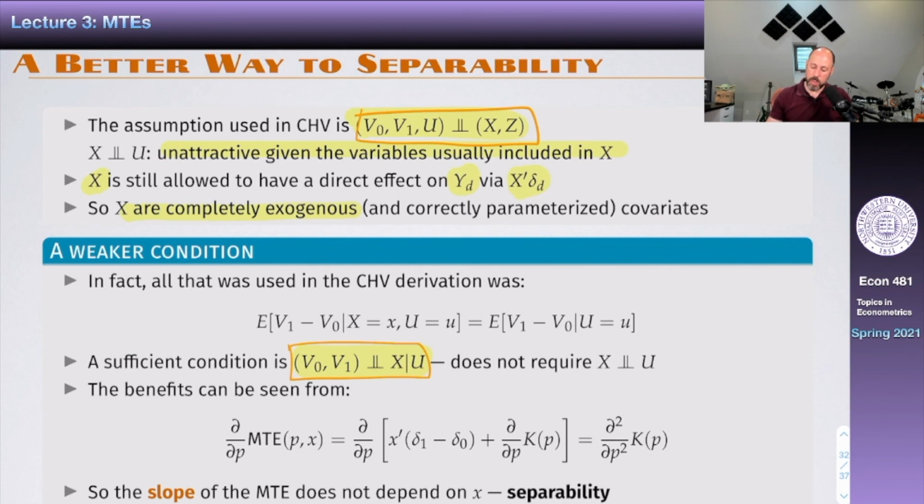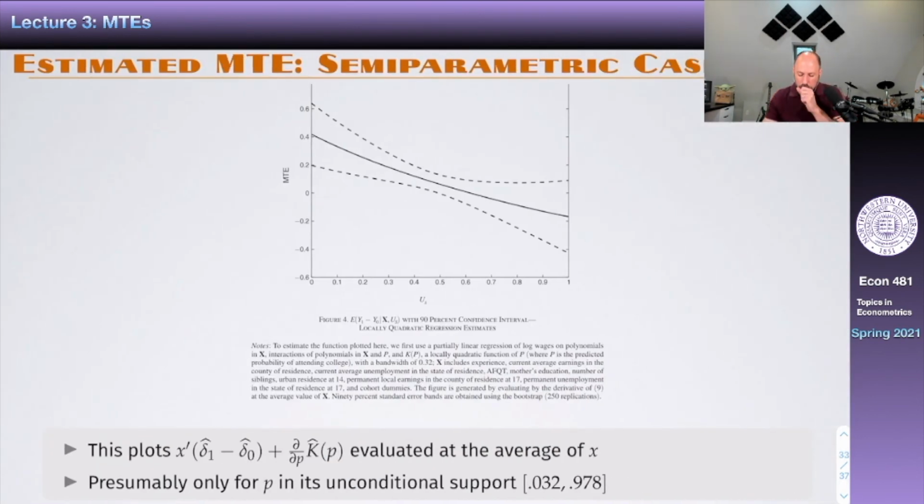So again, one benefit that I didn't discuss before of this assumption that the K function doesn't depend on X is that if you take the derivative of the marginal treatment effect with respect to P now, the slope of the marginal treatment effect doesn't depend on X. And that's great because you have separability. You have something that depends on X, something that doesn't depend on X. And I take a derivative, boom, gone. So the slope of the marginal treatment effect does not depend on X in this model, which is something you could test. I think they do it, but you could do it.